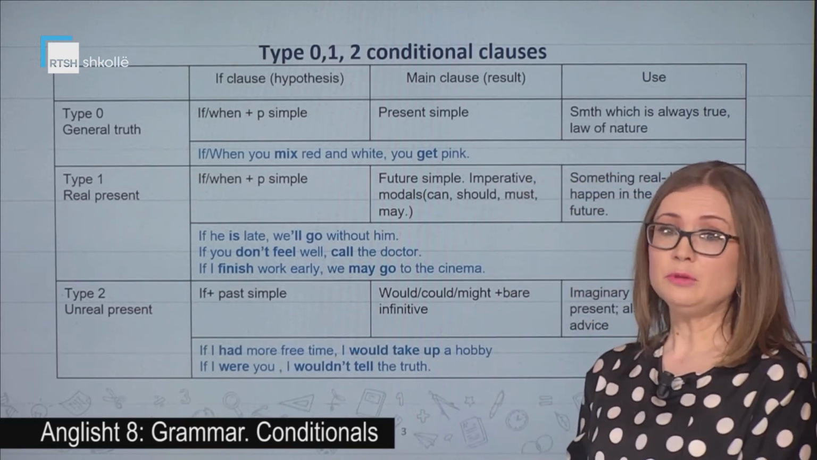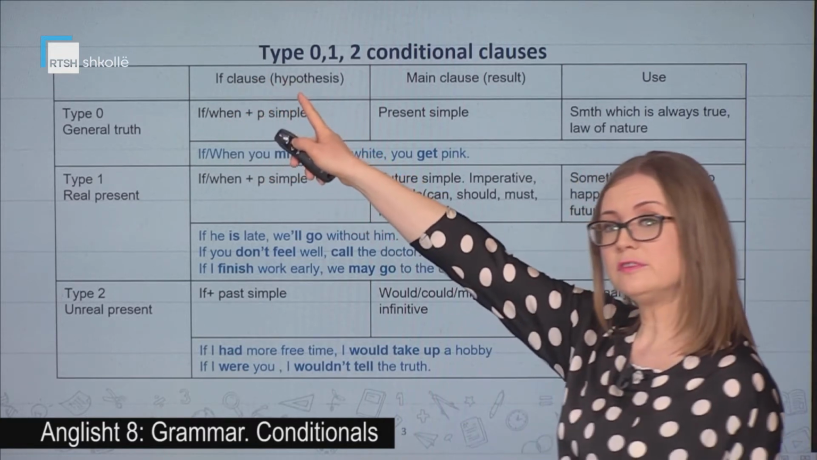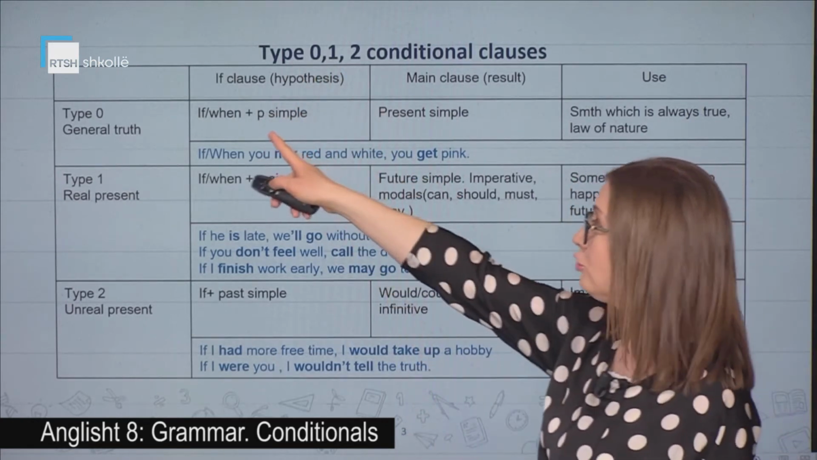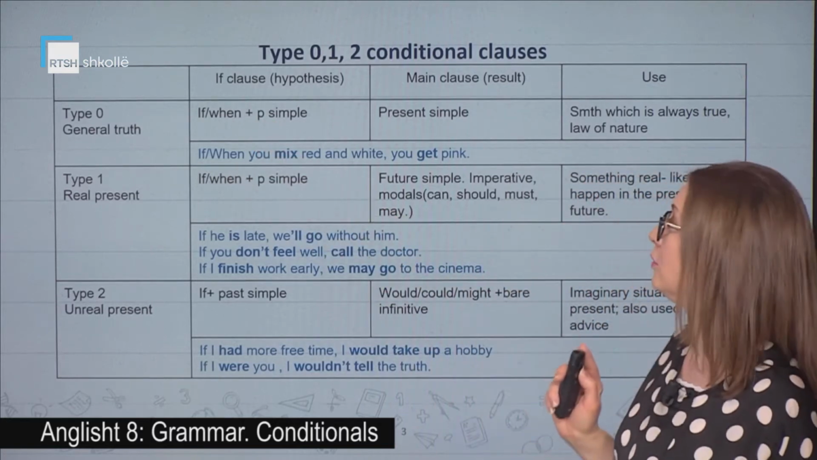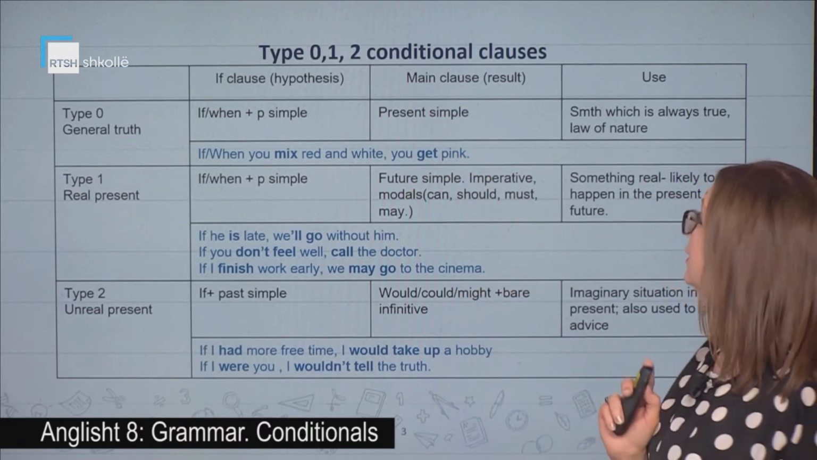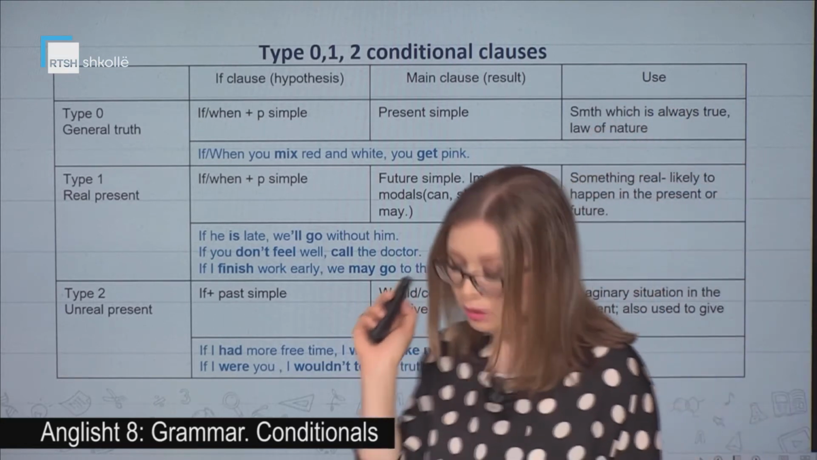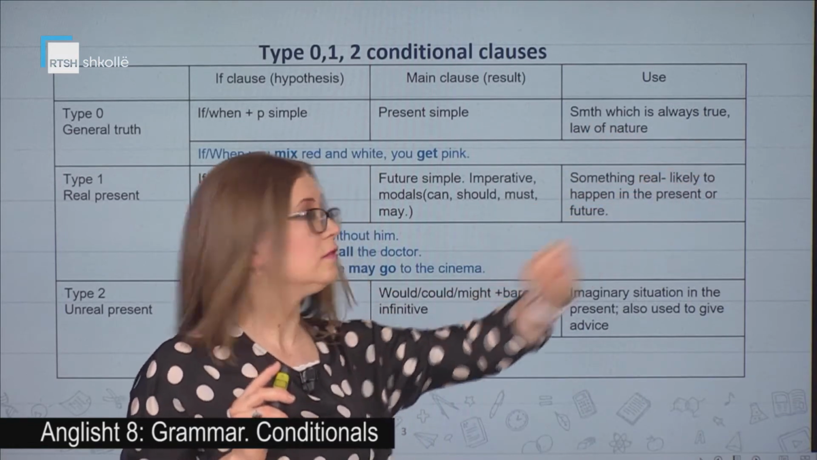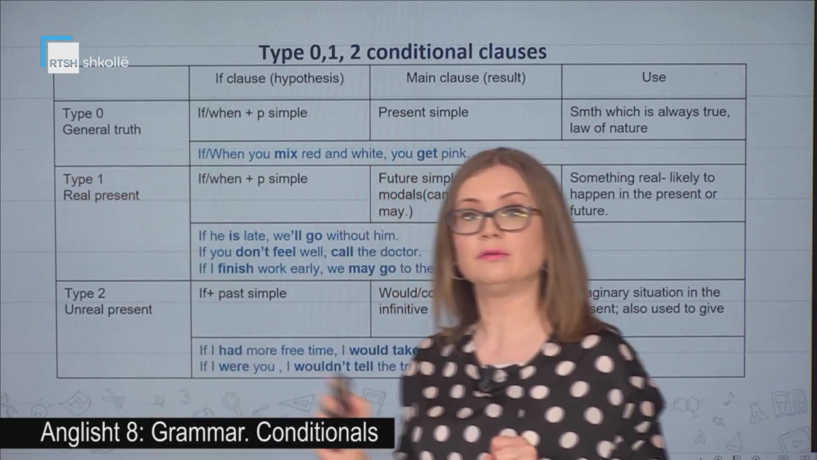Actually, it demonstrates a general truth, and the if clause, as we said before, is the hypothesis, and we actually use the present simple at this part of the clause, and at the main clause we use the present simple again. What is its usage? The usage of type 0 clause is something which is always true. It's a law of nature. As we said here, it's a general truth.